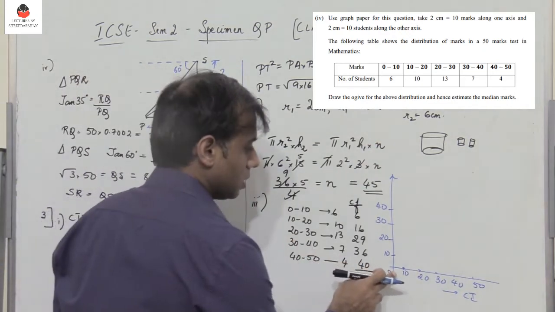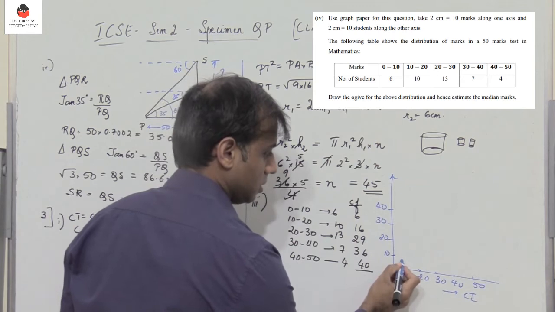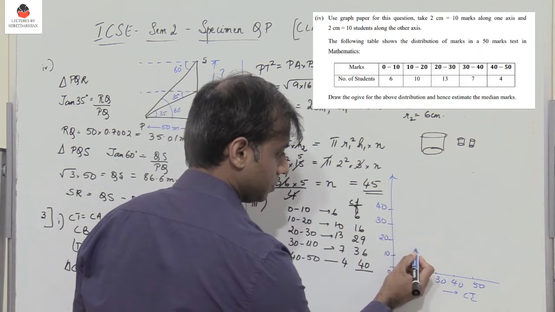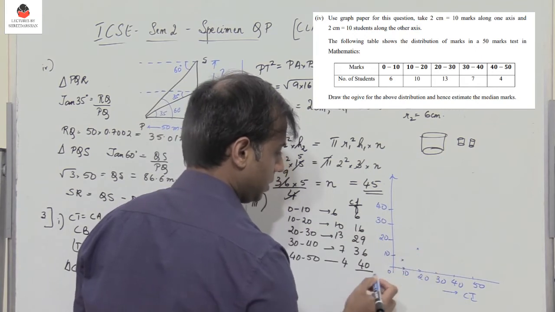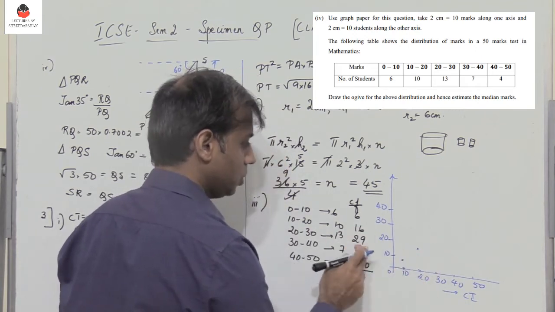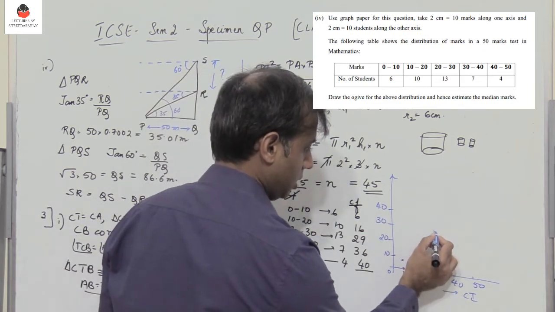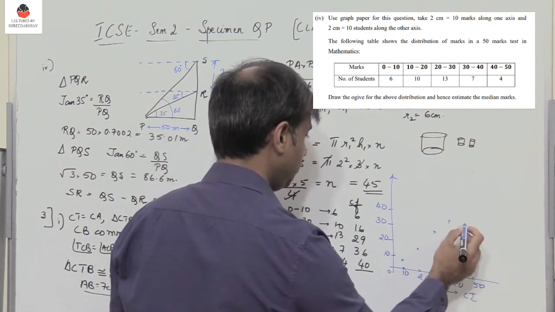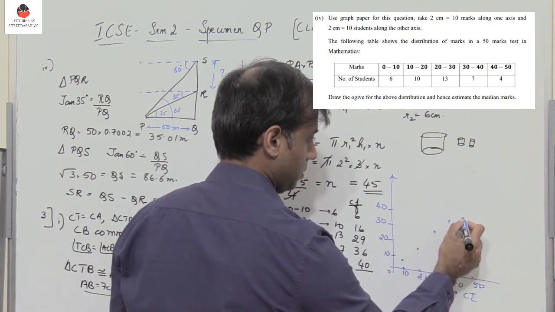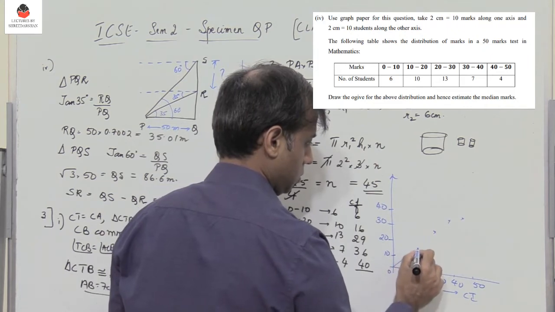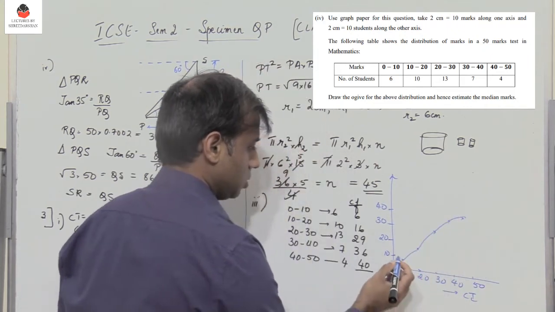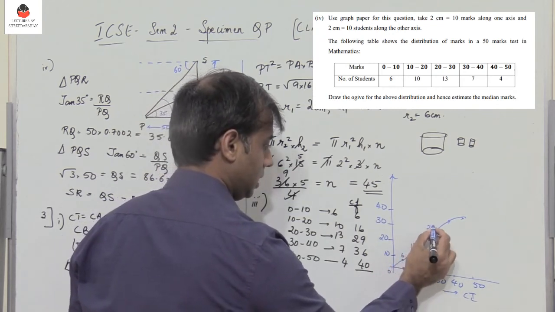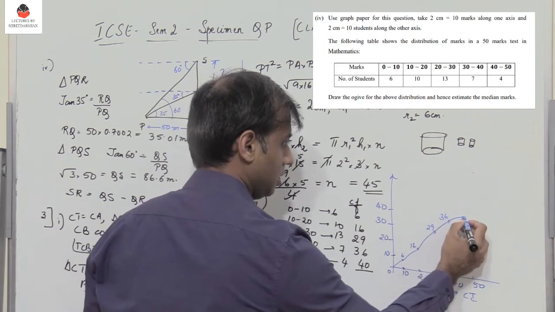Okay. So at 10 you have 6. At 20 you have 16, so 16 is somewhere here. And then at 30 you have 29, which is somewhere here. At 40, 36. And then at 50 you have 40. So join them. Let me write the values. This is 6, 16, and then you have 29, 36, and this is 40.